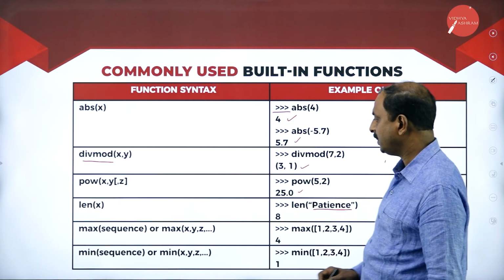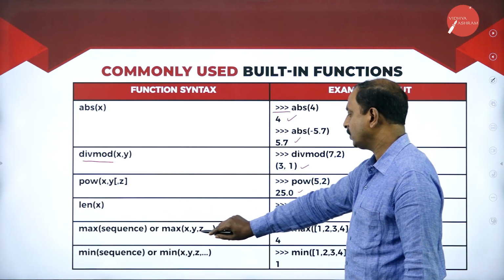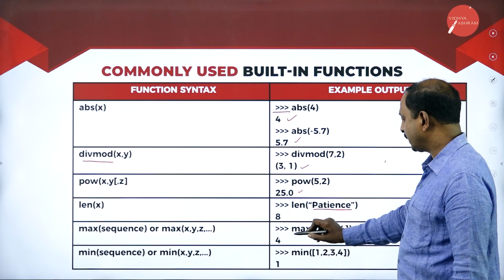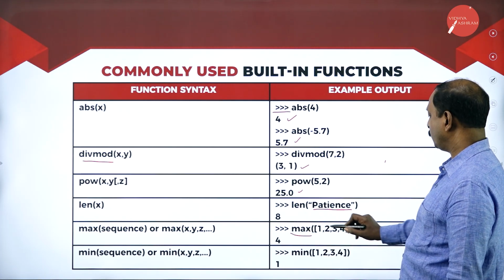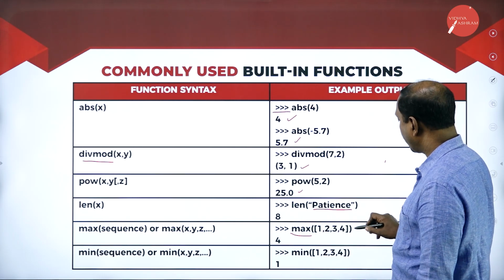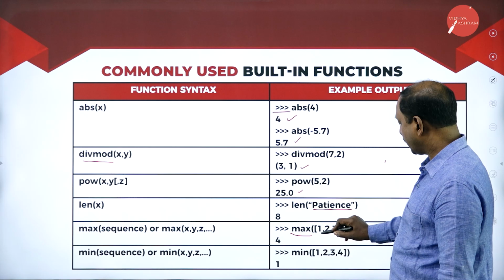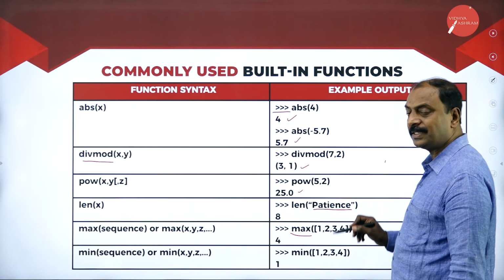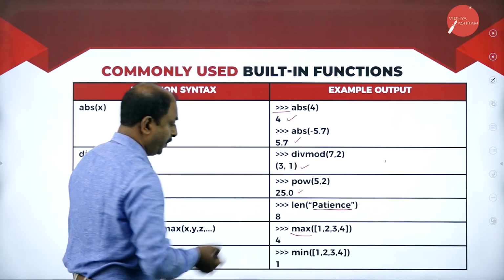The length function. Similarly, maximum of a sequence or maximum of a list. Look at the example here. Max of 1, 2, 3, 4. Inside the small bracket, we have a square bracket. It is nothing but a list. So in this example, there are 4 elements in the list. So the output would be 4.